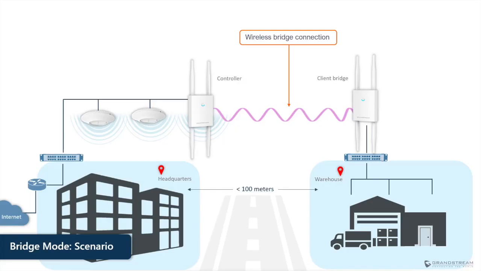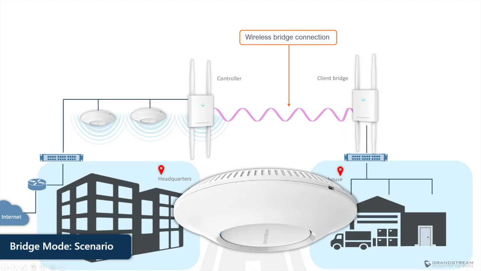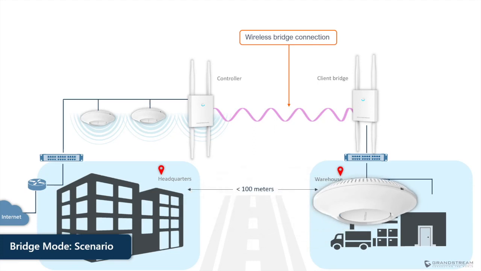In case you have users in the warehouse that require Wi-Fi connection, the process of providing Wi-Fi connection to the warehouse and connecting these users to the main network is very simple. You just connect one of the access points to the switch that is sitting behind the client bridge, and it should provide the users with the wireless connection to the main network.